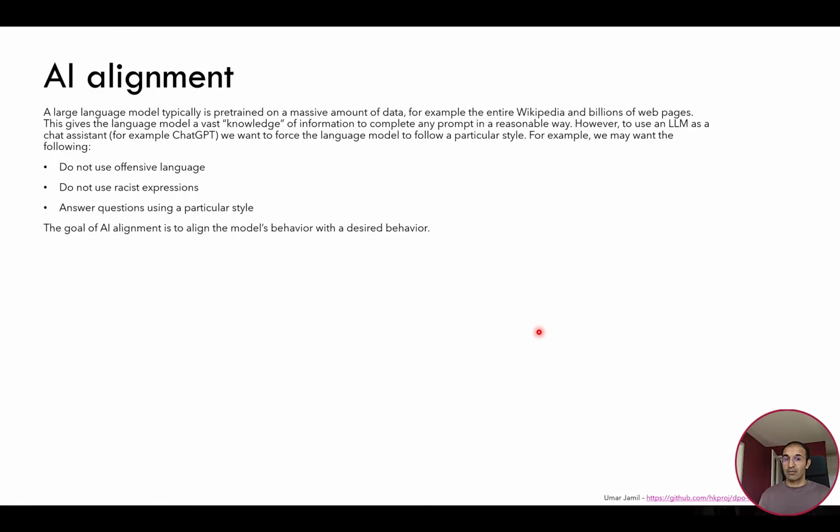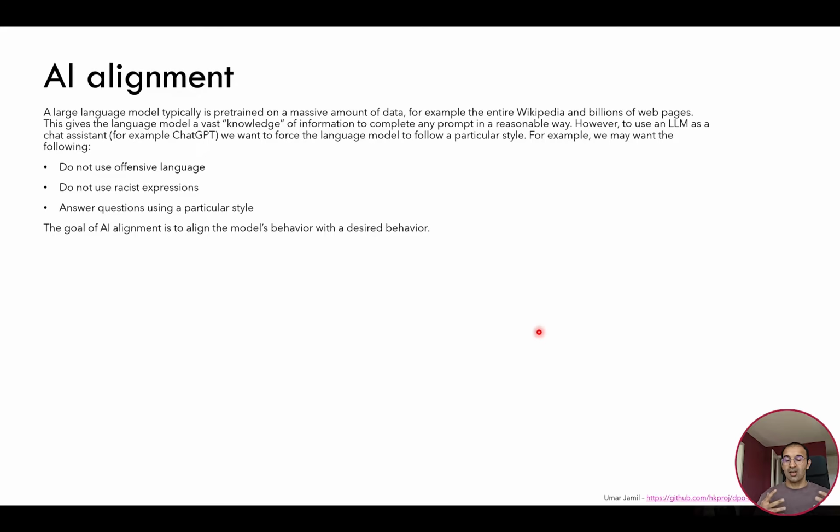What do we mean by AI alignment? Now, when we train a language model, we train it on a massive amount of data, for example, thousands of books, billions of web pages, and the entire Wikipedia, etc. This gives the language model a vast knowledge to complete any prompt in a reasonable way.